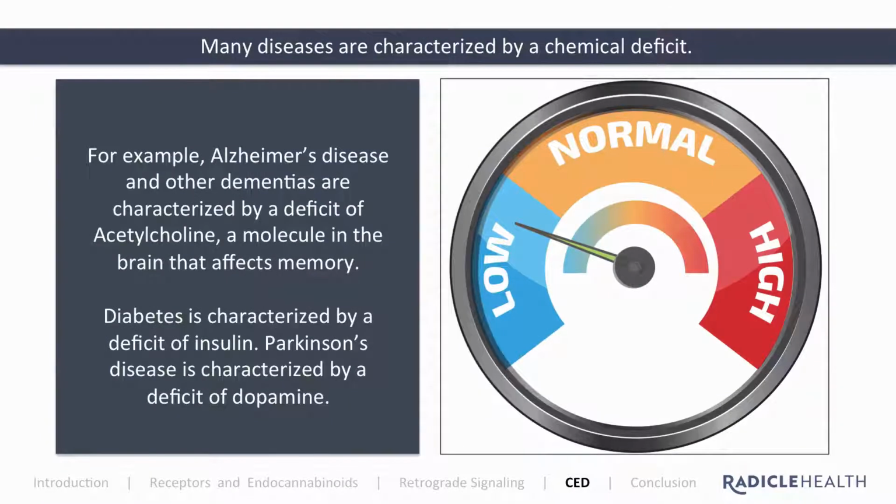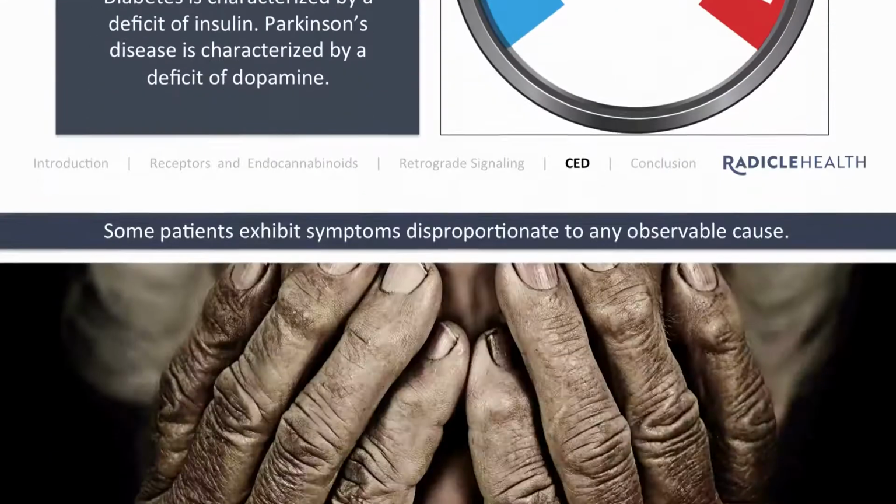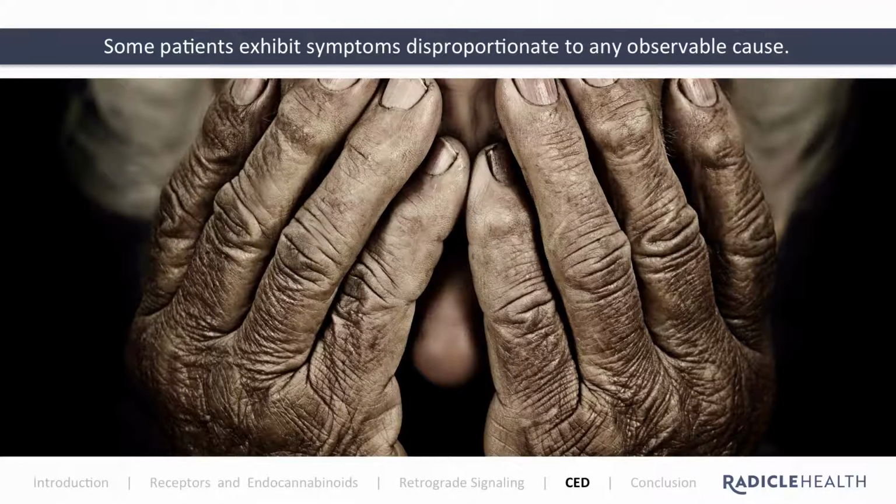Many diseases are characterized by a chemical deficit. Patients and healthcare professionals treating these diseases will administer medicines that supplement the deficit. For example, healthcare professionals treating Parkinson's will attempt to supplement a dopamine deficit with the medication L-Dopa, an amino acid that is a biological precursor to dopamine. And patients with diabetes must inject insulin into the fat under their skin, where it eventually makes its way into the circulatory system. When the ECS is functioning normally, we experience a normal mental state, no pain, and good digestive function.